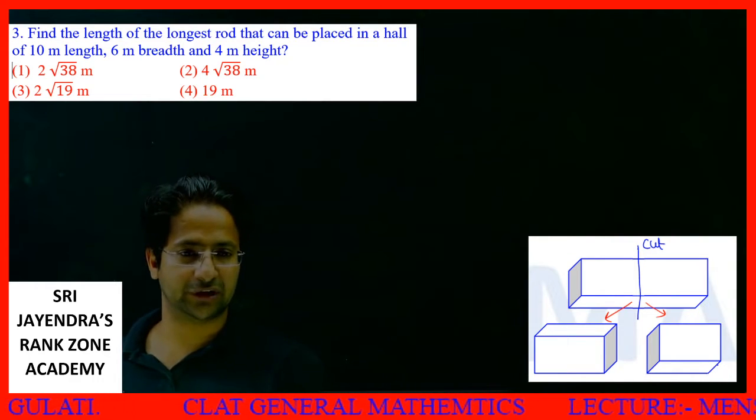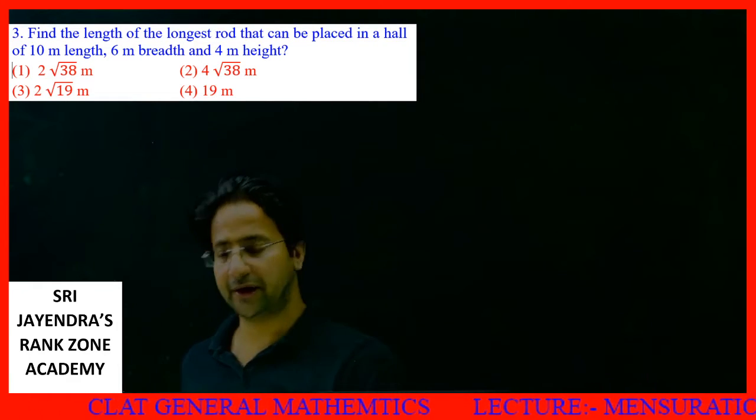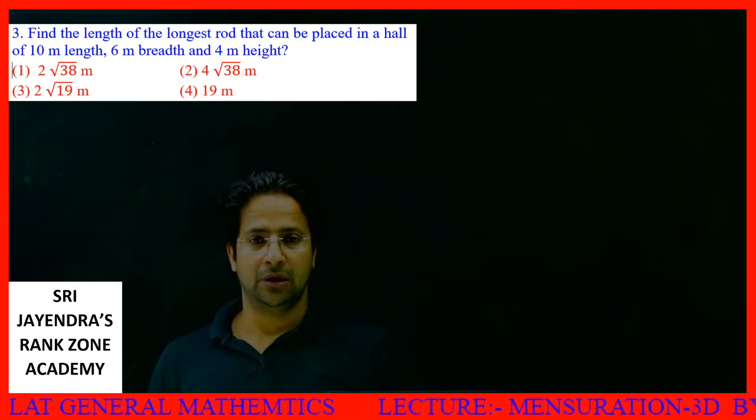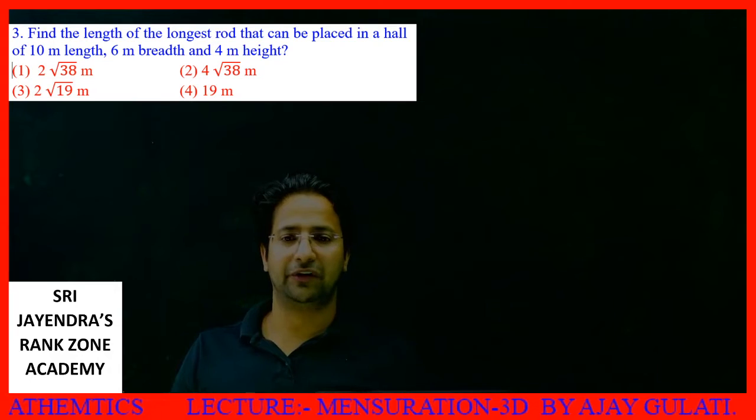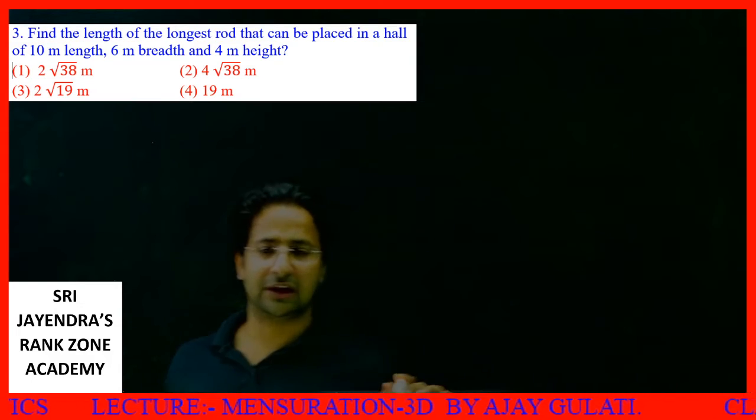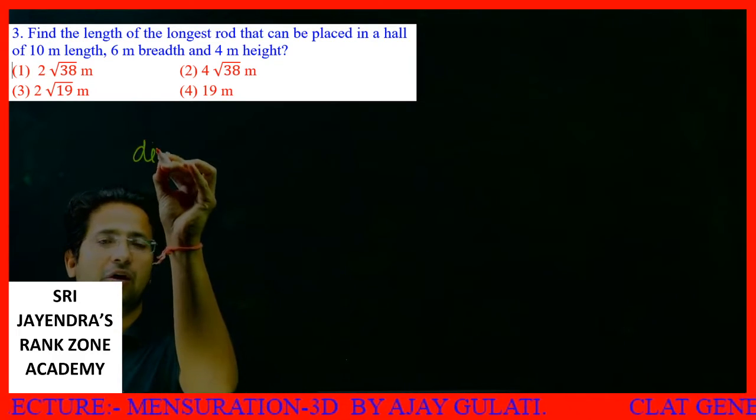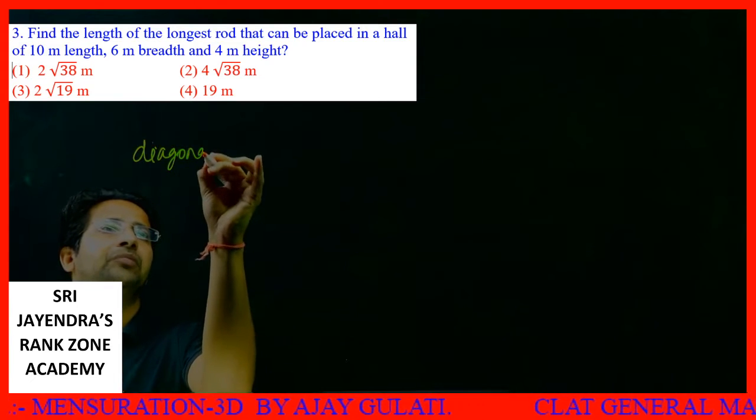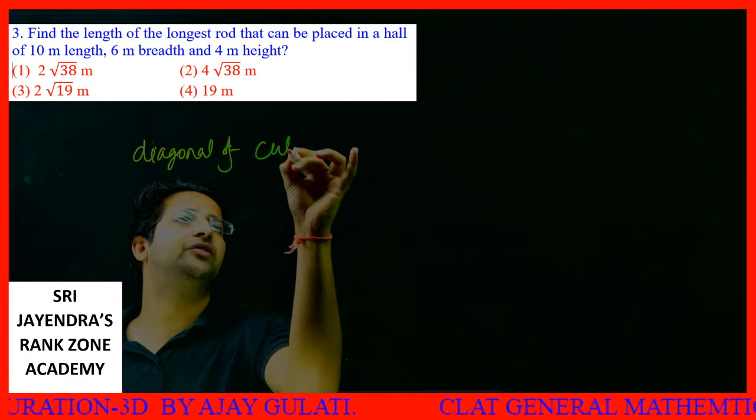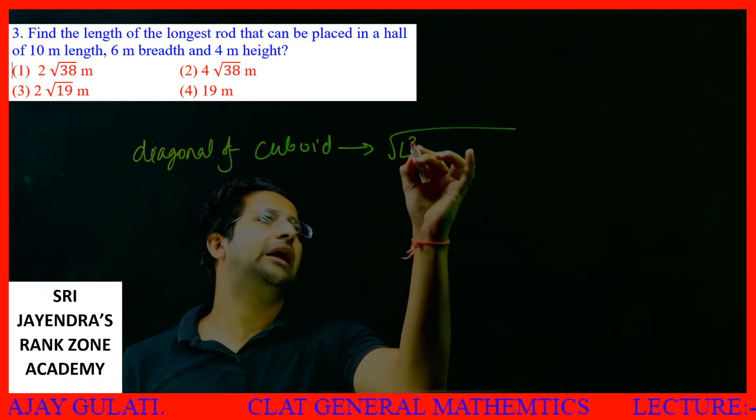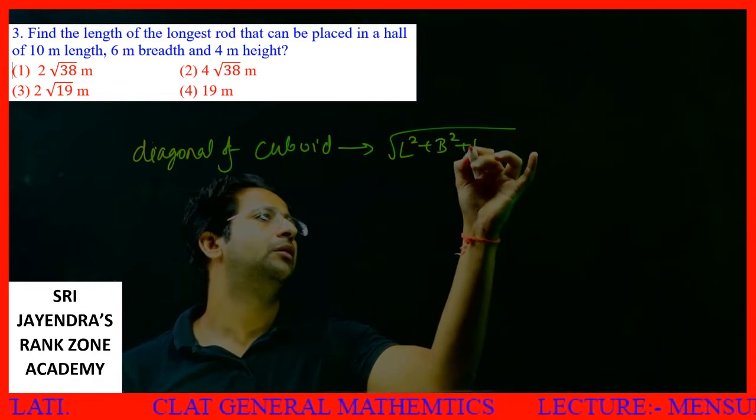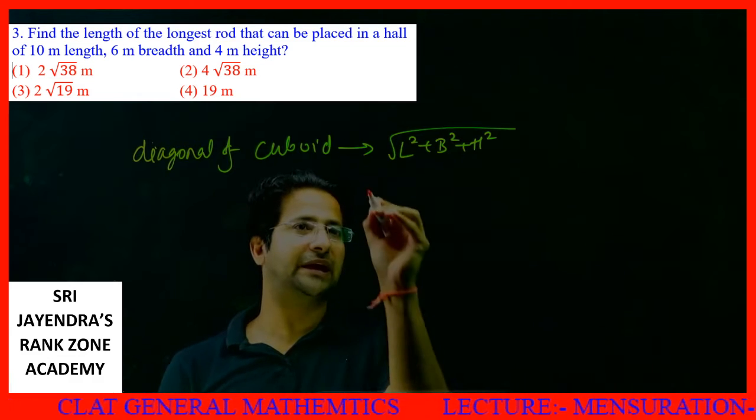Let's take the next question, dear students. Now, what is the next question? You can read it. The length of the largest rod that can be placed in a hall of 10, 6 and 4. Students, largest rod means the diagonal of a cuboid. This is what you need to find. What is the diagonal of a cuboid? Square root of L square plus B square plus H square.